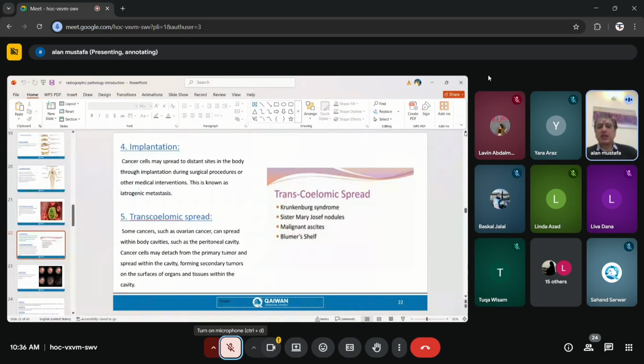And then we have implantation. This happens, for example, if I operate on a patient with colon cancer, and during the surgery I manipulate the cancer and move it around, I can implant the cancer somewhere else in the abdominal wall or elsewhere.